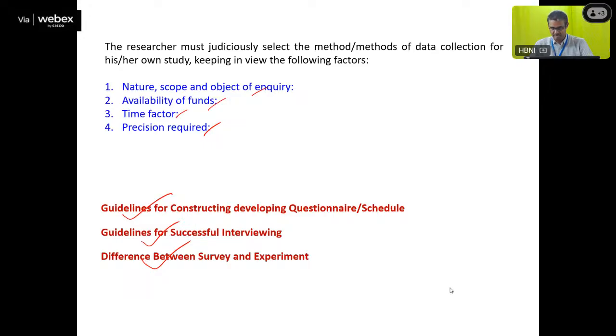So anyways, we completed this much in the last class, and we will continue today with data collection with the case study method. We will discuss only the case study method today. So what do we understand by this?